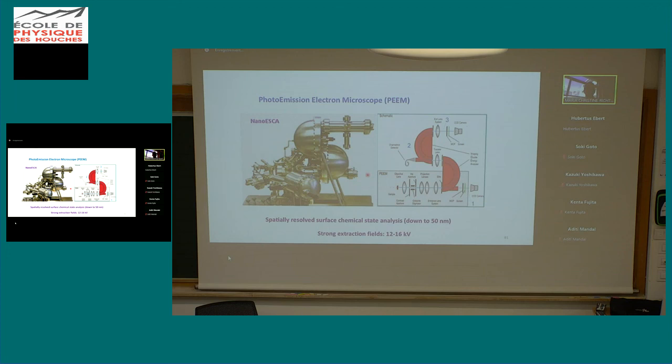And in order to get that, you need really high extraction fields, and this is one of the disadvantages. You have a very strong potential difference between the sample and the entrance lens of the PEEM apparatus. And the apparatus really works as shown here. You have two hemispherical analyzers, one behind the other. Why do you have two? Because, like with all instruments, you have some aberrations produced by the first one, and these aberrations will be exactly compensated by the second one. So that's why you need two.